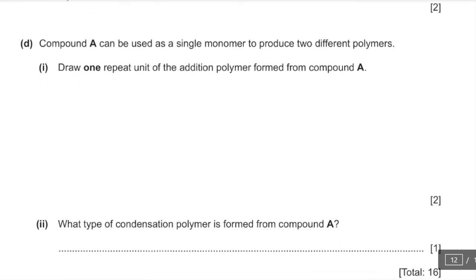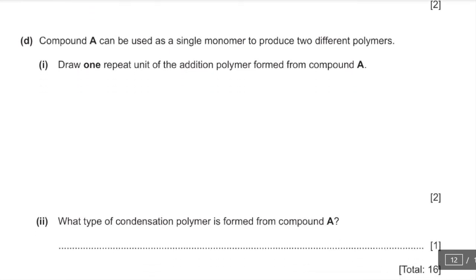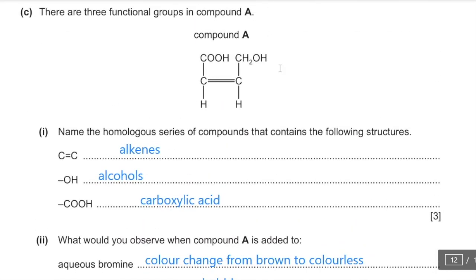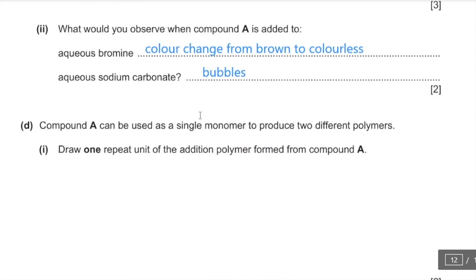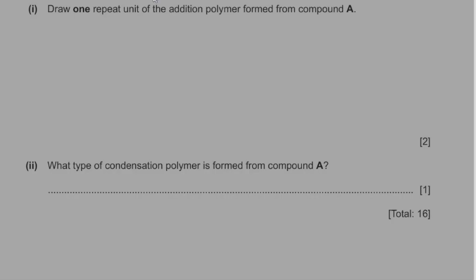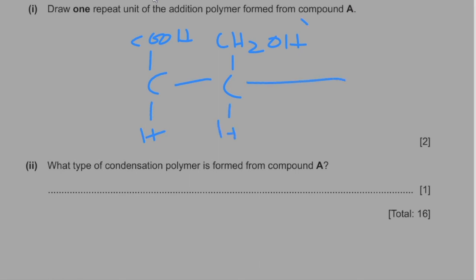D. Compound A can be used as a single monomer to produce 2 polymers. Alright, draw one repeat unit of the addition polymer formed from compound A. So the only change over here is you open up these bonds and then put brackets around them. So you have 2 carbon atoms, their functional groups, and then you have these brackets.